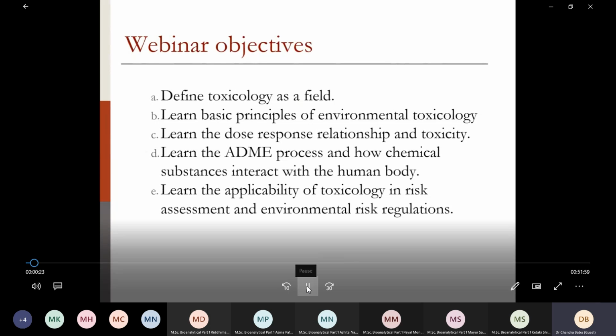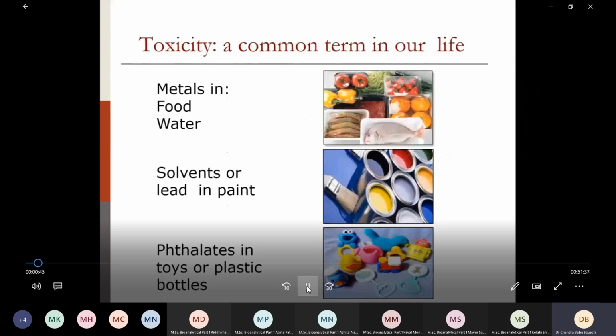We will also learn and discuss the dose-response relationship and how it relates to toxicity, the ADMET process, which is how chemical substances interact with the human body, and last but not least, the applicability of toxicology in risk assessment and environmental regulations.